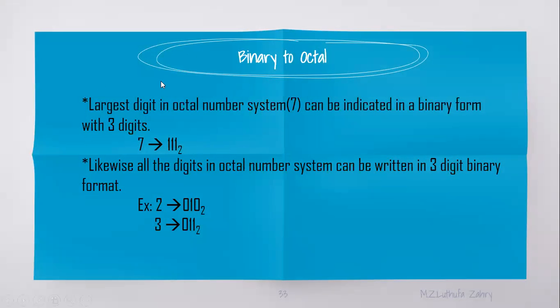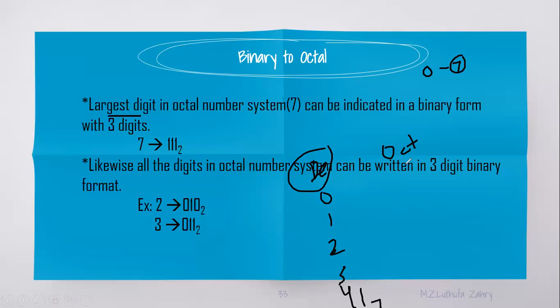Okay. So now the next thing is binary to octal and binary to hexadecimal. So concentrate in this one. Like largest digit in octal number system is going to be 7, right? 0 to 7. So the largest number is going to be 7. So you have to know something like the relationship between the binary and octal and decimal. So from 0 to 3, 4 to 7, this decimal number will be equal to the octal number.